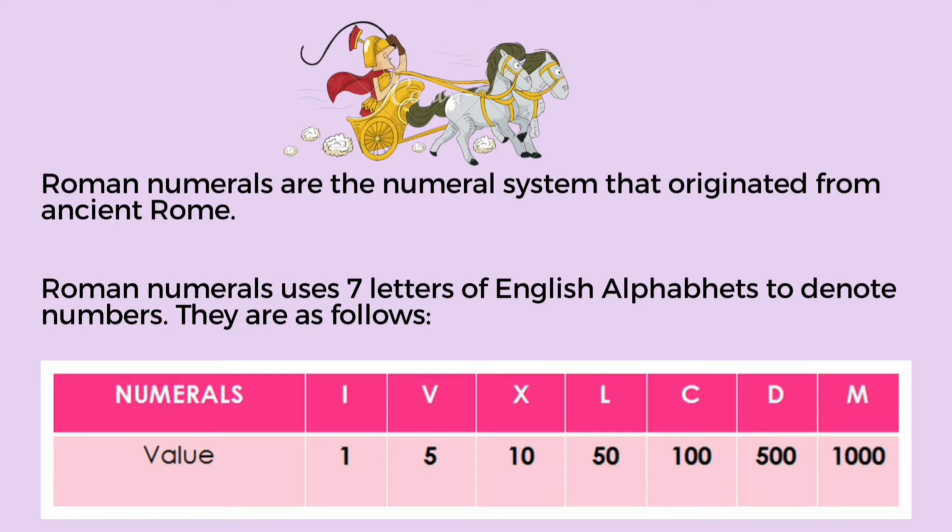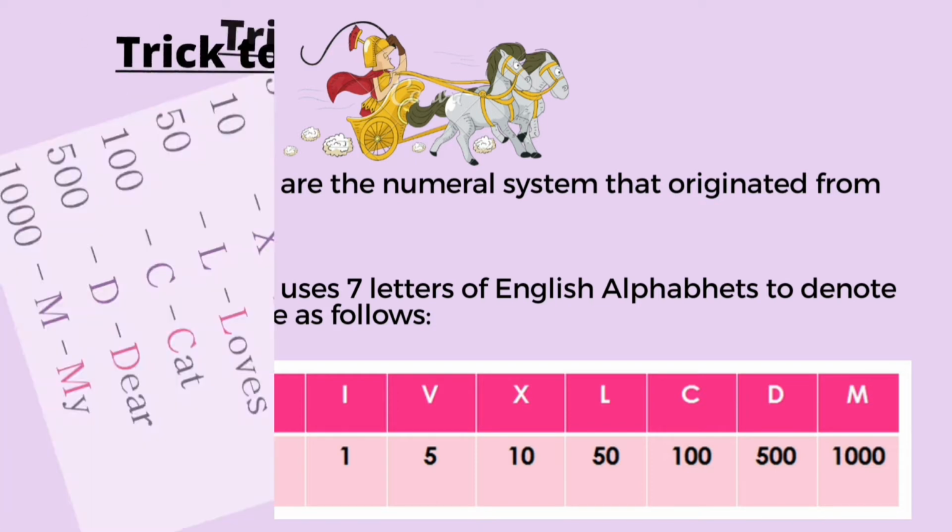It makes use of 7 letters of the English alphabet to denote numbers, and they are I, V, X, L, C, D and M. Now they represent some value in the number: I represents 1, V represents 5, X represents 10, L represents 50, C represents 100, D represents 500 and M represents 1000. With the combination of these numerals and the values, Roman numerals are made.